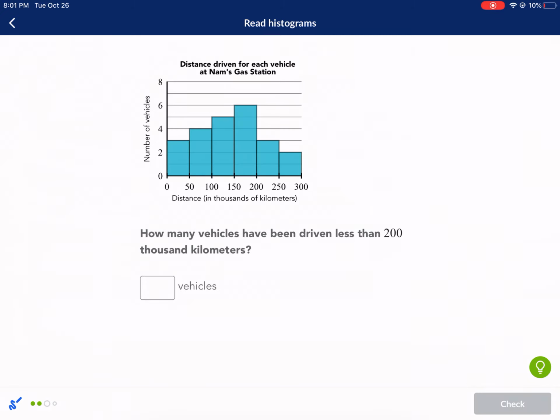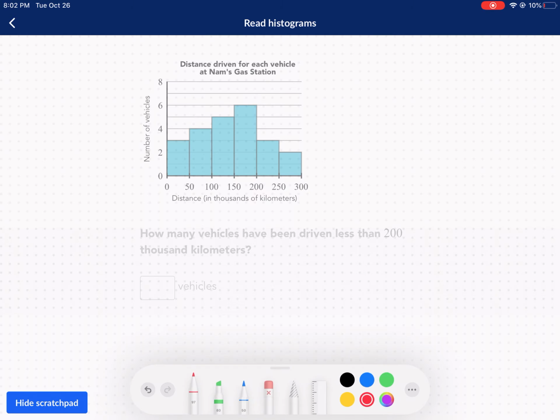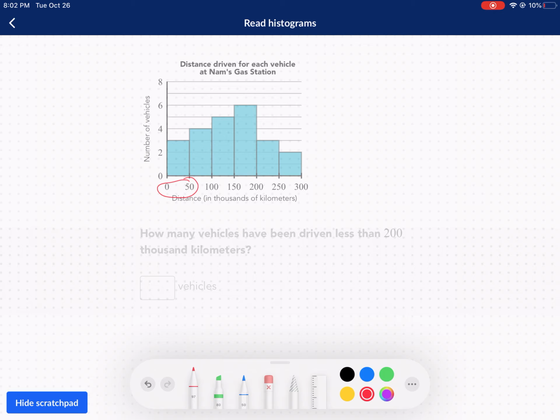Okay, next question. Distance driven for each vehicle at NAM's gas station. How many vehicles have been driven less than 200,000 kilometers? Again, this would be a very new car, 0 to 50,000 kilometers. This is a lot of mileage on that particular vehicle, so older vehicles there.